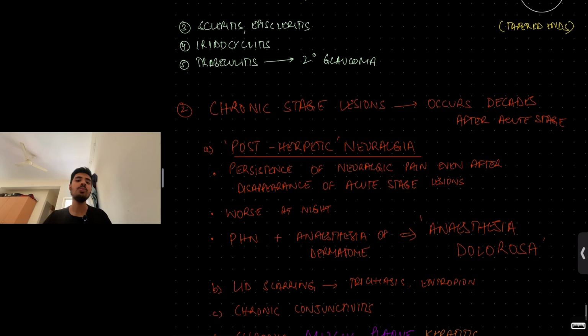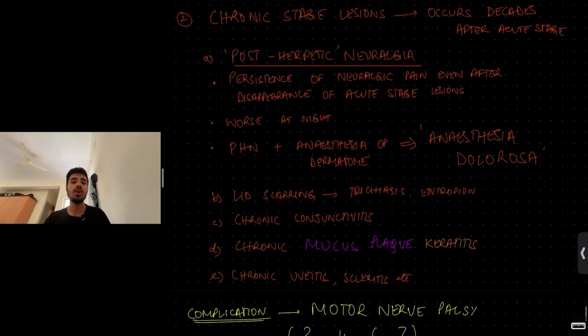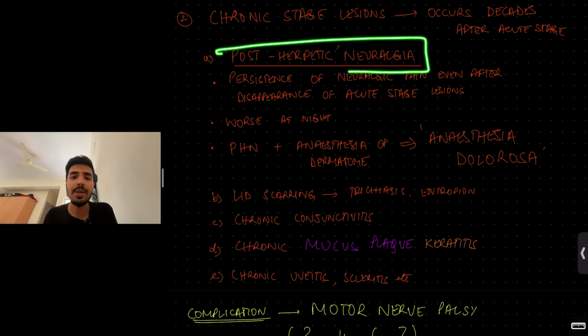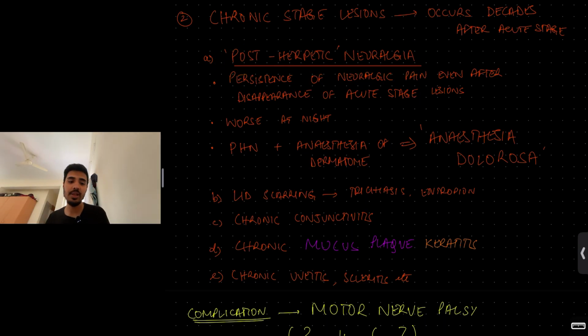Then coming to chronic stage lesions. Chronic stage lesions occur multiple decades later. The most important is something known as post-herpetic neuralgia. Post-herpetic neuralgia, basically there is persistence of this neuralgic pain even after the disappearance of acute stage lesions.